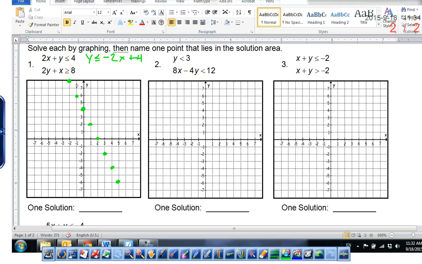All right, is this a solid line or a dotted line? Solid, because of the equal to. All right, are we going to shade above the line or below the line? Below, because it's less than.